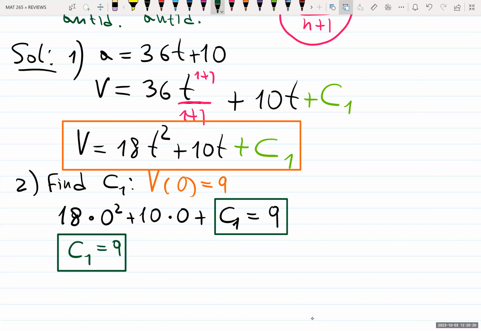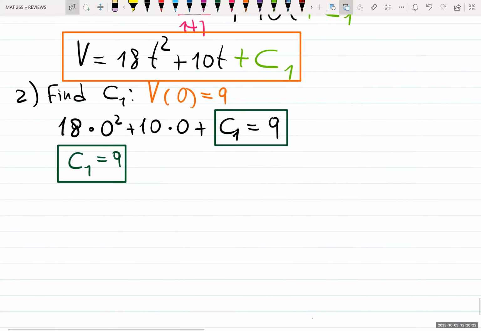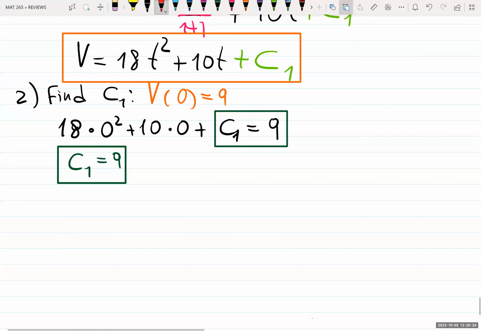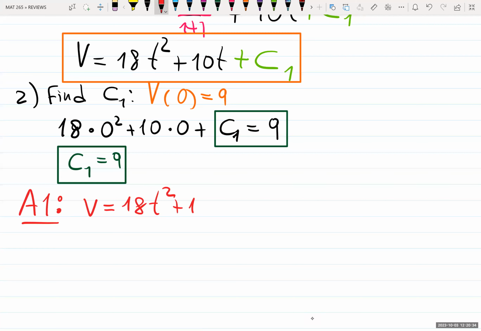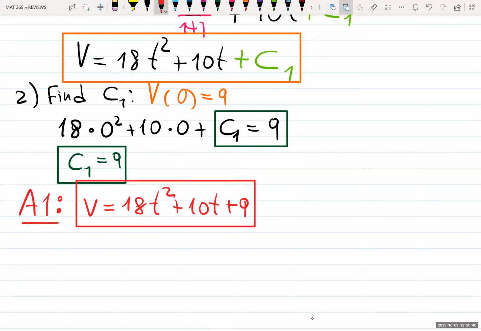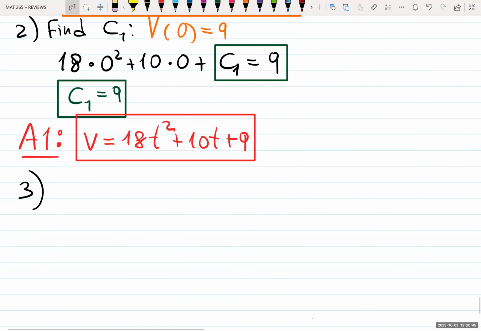If they ask you to find the first one first, meaning velocity first, then you answer: velocity is 18t squared plus 10t plus 9. That's answer number 1. Continue. Step 3, we repeat exactly the same process, but with V.